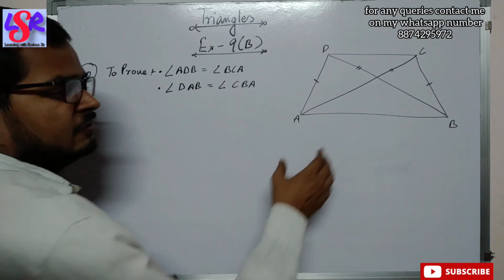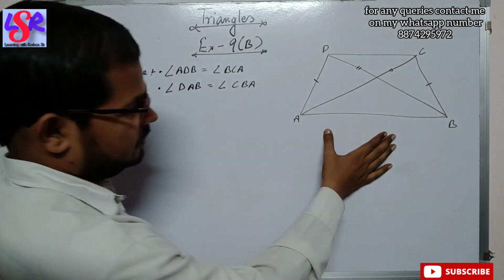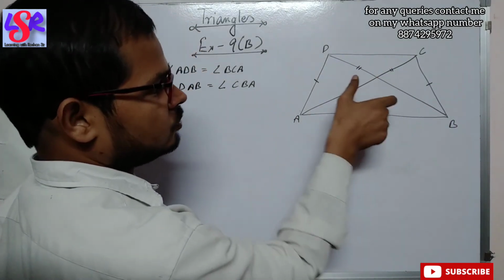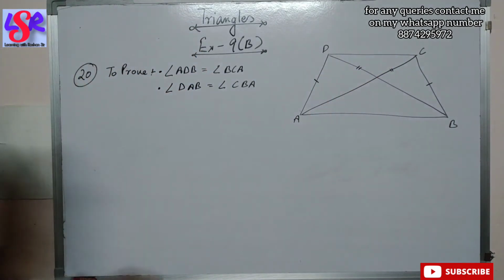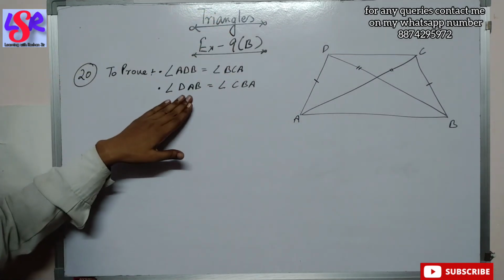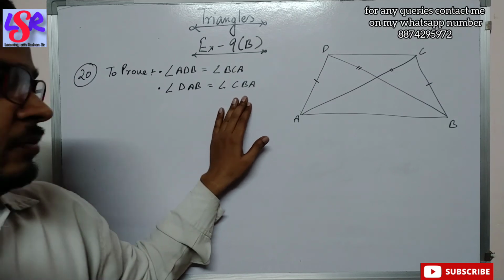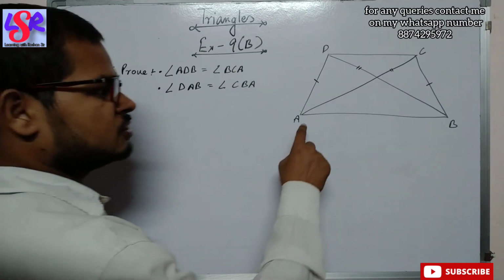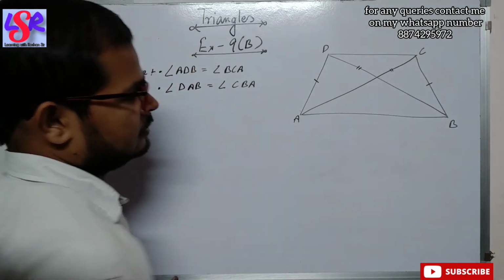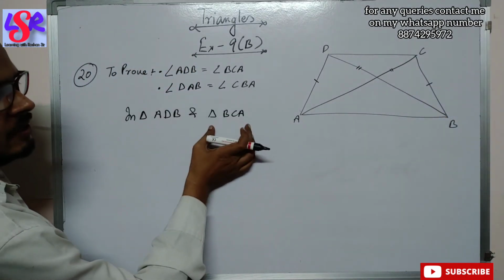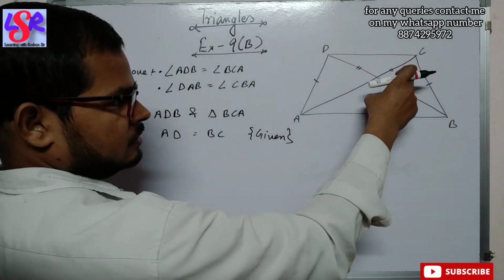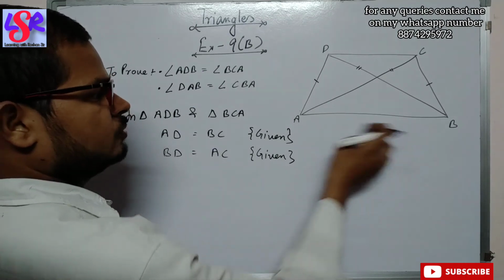Here, by the information given in the question, we have this figure in which AD equals BC and AC equals BD. Now we have to prove angle ADB equals angle BCA and angle DAB equals angle CBA. Now to prove these two, first of all, we have to prove triangle ADB congruent to triangle BCA. So in triangles ADB and BCA, we can take AD equals BC given, BD equals AC again given, and AB equals BA common.